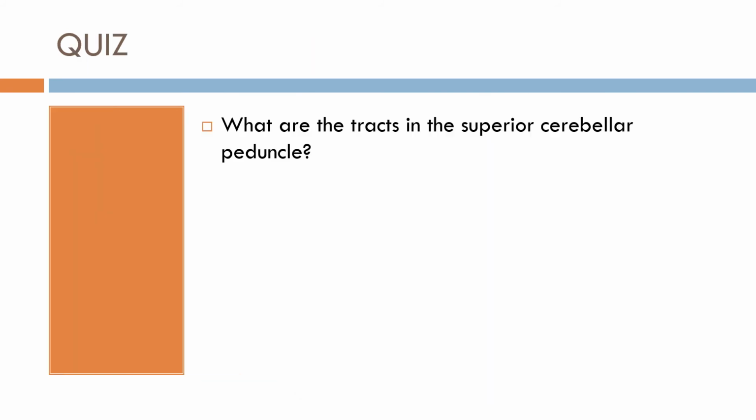So again the quiz. What are the tracts in the superior cerebellar peduncle? Both afferents and efferents. At least you should know the tract names so that you will understand the peduncles. Now we will move on to the next.